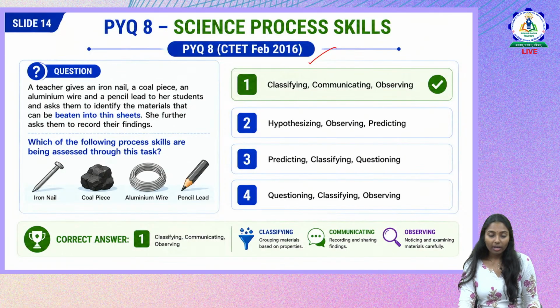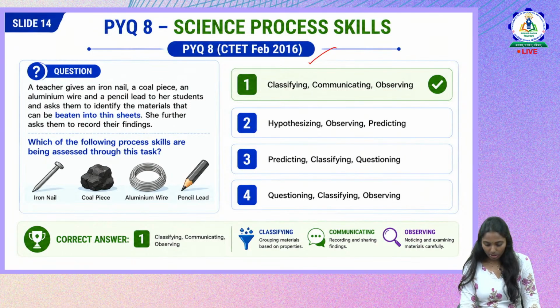So we have talked about the science process skills. Now we have to identify which science process skills will be developed in them by this experiment. As we know, she told them to identify first, right? Identify which can be beaten into thin sheets. That means we have to classify metals that can be beaten into thin sheets and which cannot. That's why we are classifying first. Then first we'll observe which can be beaten and which cannot be beaten. That is the first observation going on. Then after observing, you have an inference. Then you conclude. So observing, inference, then you communicate your findings, right?